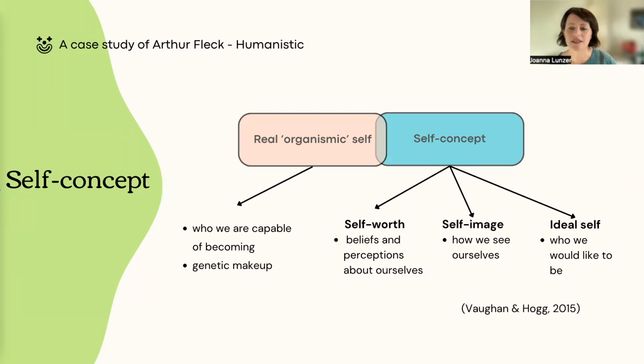So Rogers drew a distinction between our real organismic self and our self-concept. Our real self is the person we're capable of becoming if we're raised in ideal circumstances, and it's influenced by our genetic makeup. Our self-concept is the person we know ourselves to be and is mostly shaped by childhood experiences and how we think other people see us. It comprises 3 elements: our self-worth, which is the set of consistent beliefs and perceptions we hold about ourselves, our self-image, which is how we see ourselves, and our ideal self, which is who we would like to be.